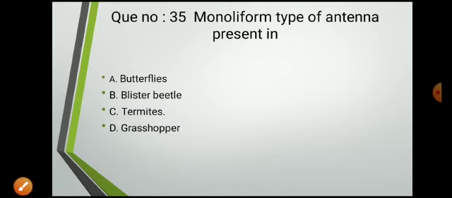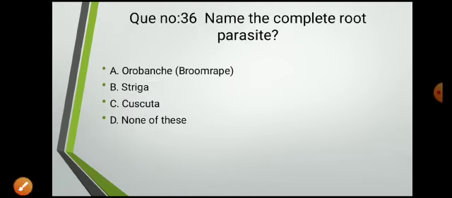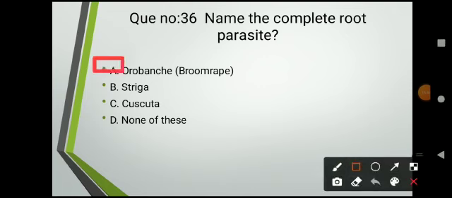Next question, question number 36. Name the complete root parasite. Options are Orobanche, Striga, Cuscuta and none of these. And the correct option is option A, that is Orobanche. It is also known as broom rape.